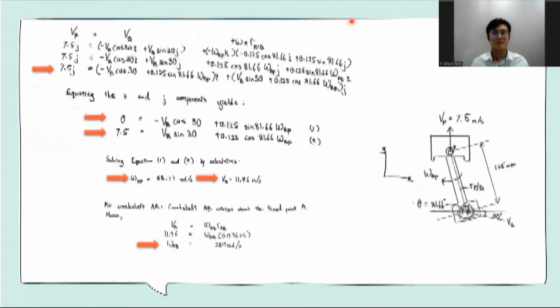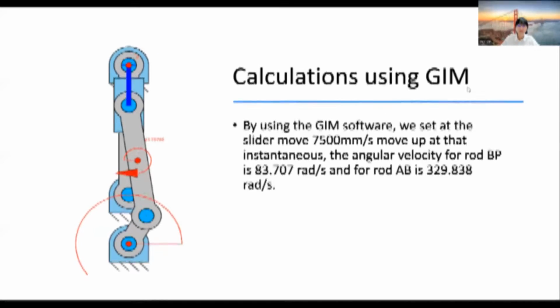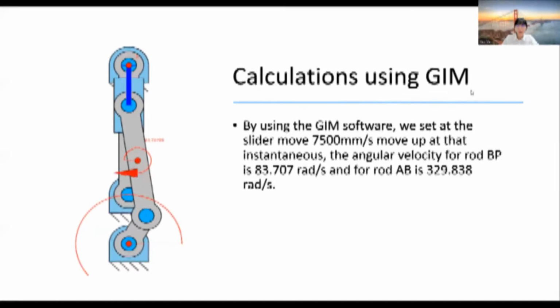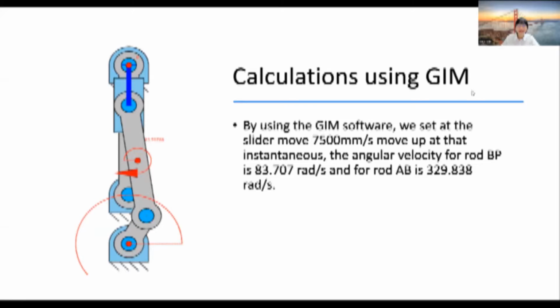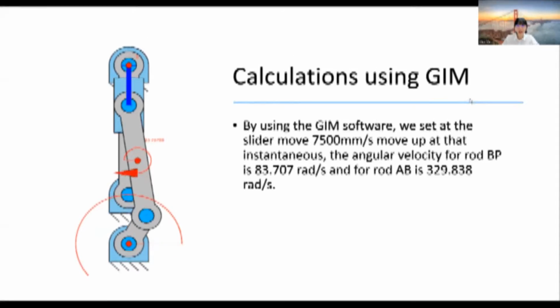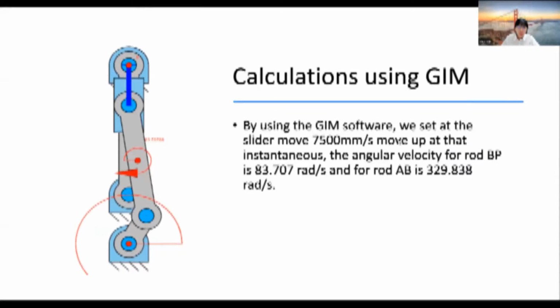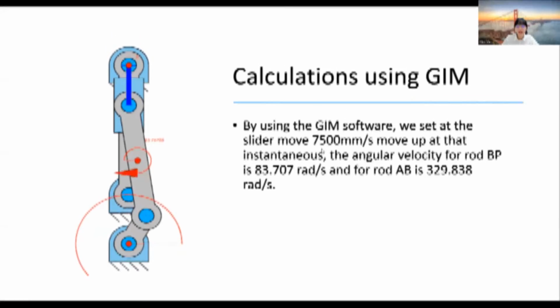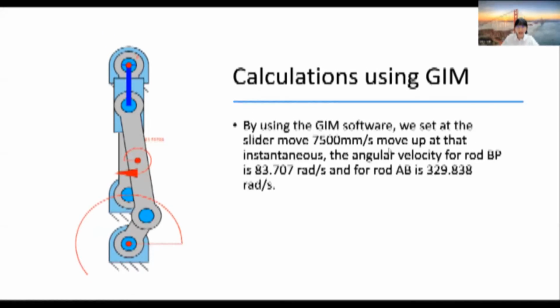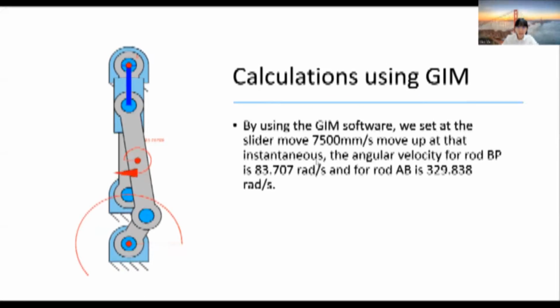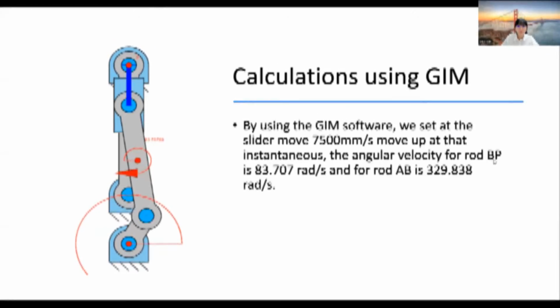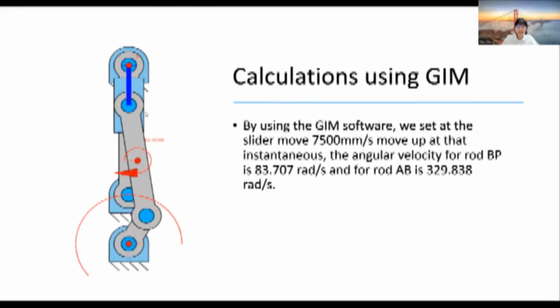So right now I'm going to continue on the calculation using the GYM software. By using the GYM software, we set that the slider moves out at 7,500 mm per second at that instant, and the angular velocity of the rod BP is 83.707 radians per second. And for the rod AB, it is 329.838 radians per second.